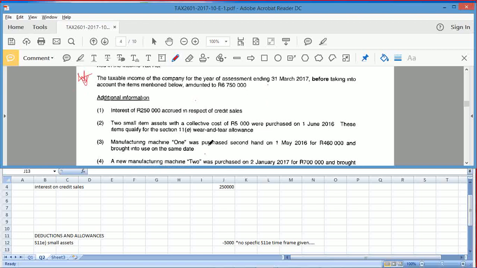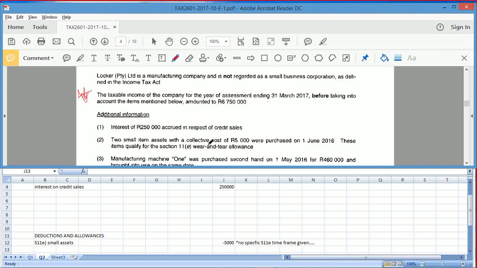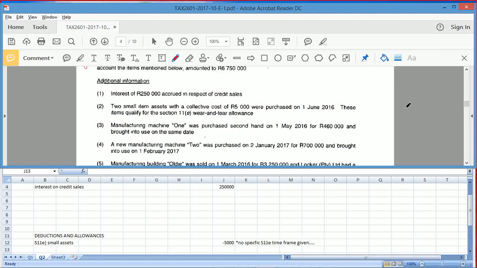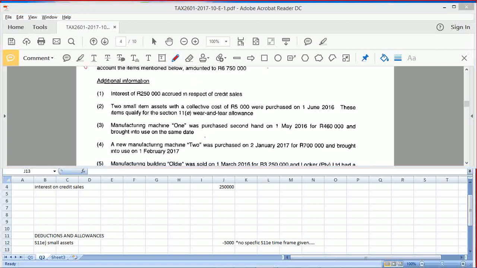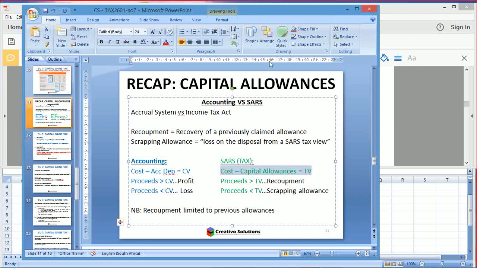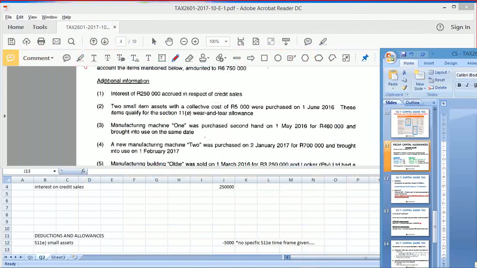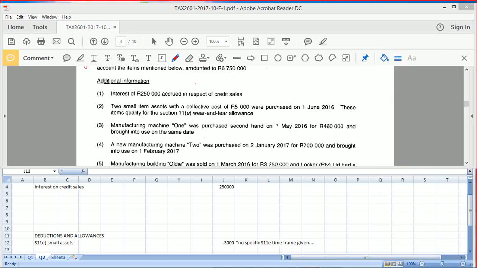Alright, 3, easy. I said it's a manufacturing machine, and it was purchased second hand at 460,000 Rand, on the 1st of May 2016, so it's within our current financial year. So I multiplied 460 by 20%, because it's 20% over 5 years, because it was a second-hand machinery asset.